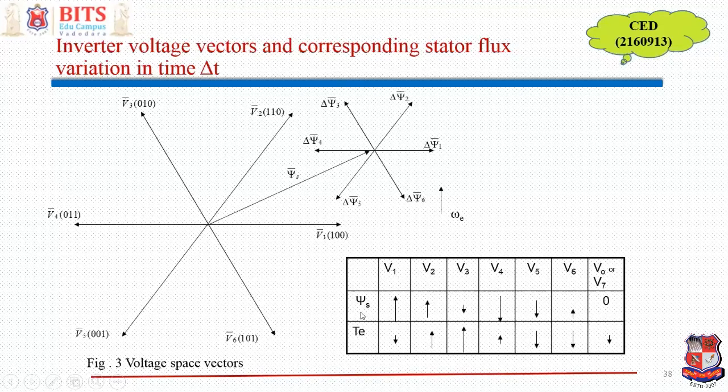You can see I have given a table here: when the stator flux is here, what switching voltage will result in what? See, V1 will increase the value of flux but decrease torque. V2 will increase the value of flux and increase the value of torque. Likewise, I have a table that, based on the location of stator flux, tells which switching voltage I should select if I want to increase the flux, decrease the flux, or do the other way around, right?